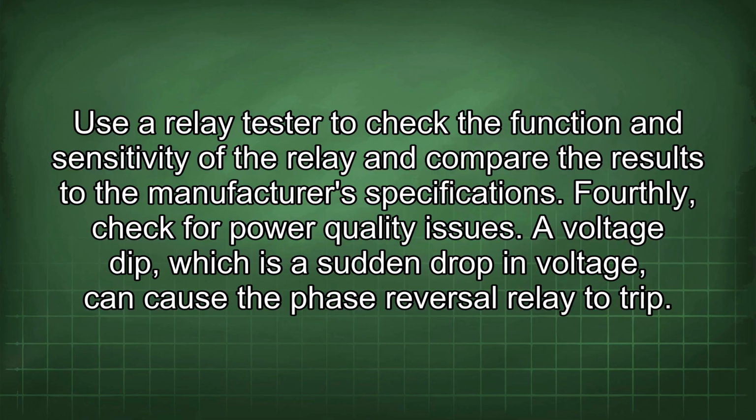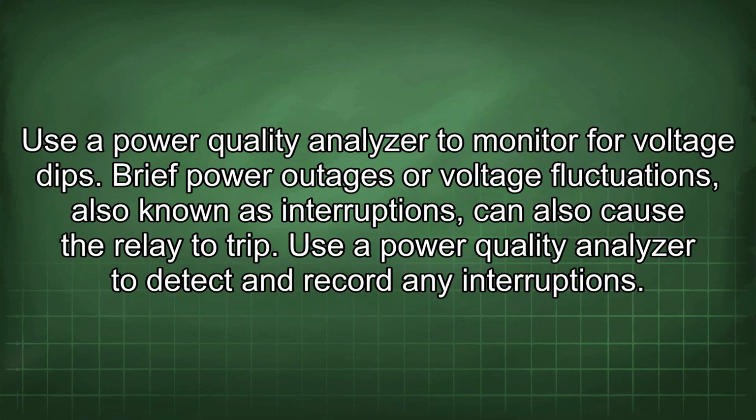Fourthly, check for power quality issues. A voltage dip, which is a sudden drop in voltage, can cause the phase reversal relay to trip. Use a power quality analyzer to monitor for voltage dips. Brief power outages or voltage fluctuations, also known as interruptions, can also cause the relay to trip. Use a power quality analyzer to detect and record any interruptions.